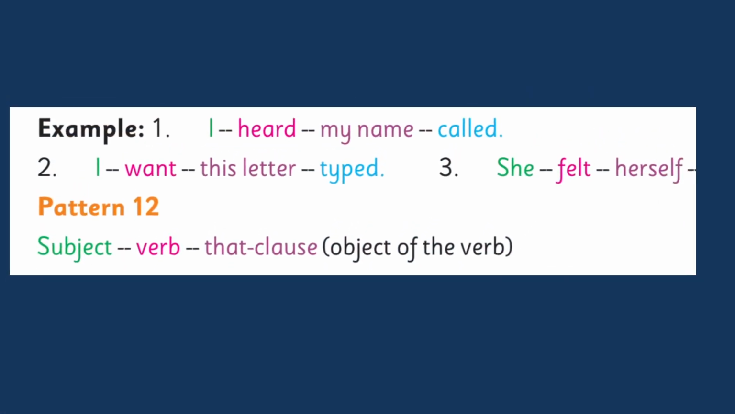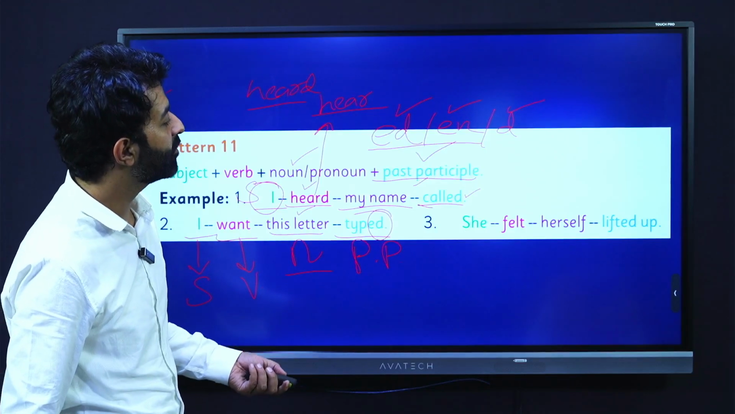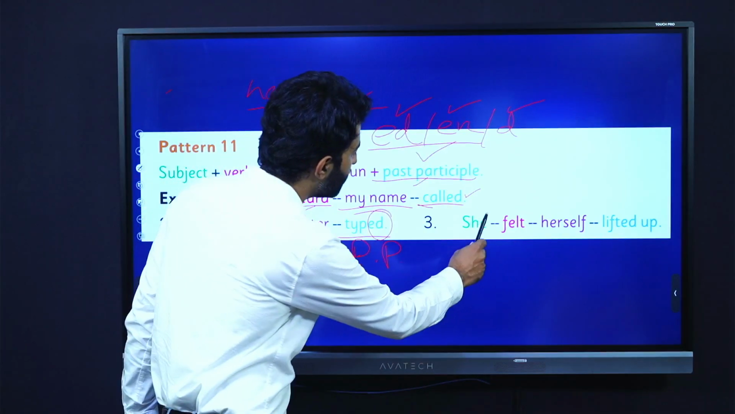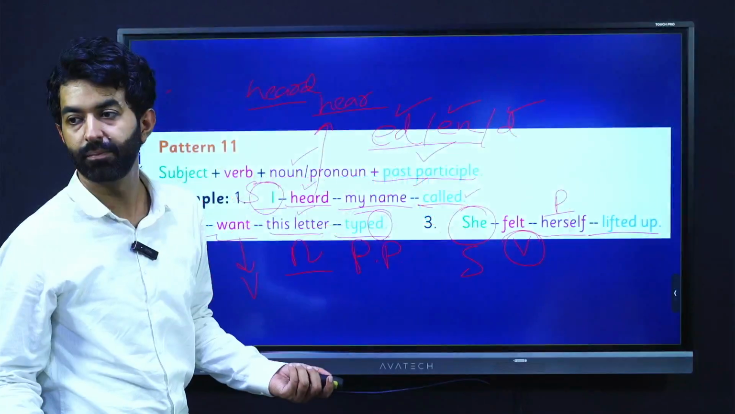All right. Some examples. I want this letter typed. What is this? Past participle. I is your subject. Want is the verb. This letter is a noun, and then the past participle. She felt herself lifted up. Again, subject, verb, herself is a pronoun, and then lifted up is actually the past participle of lift up.